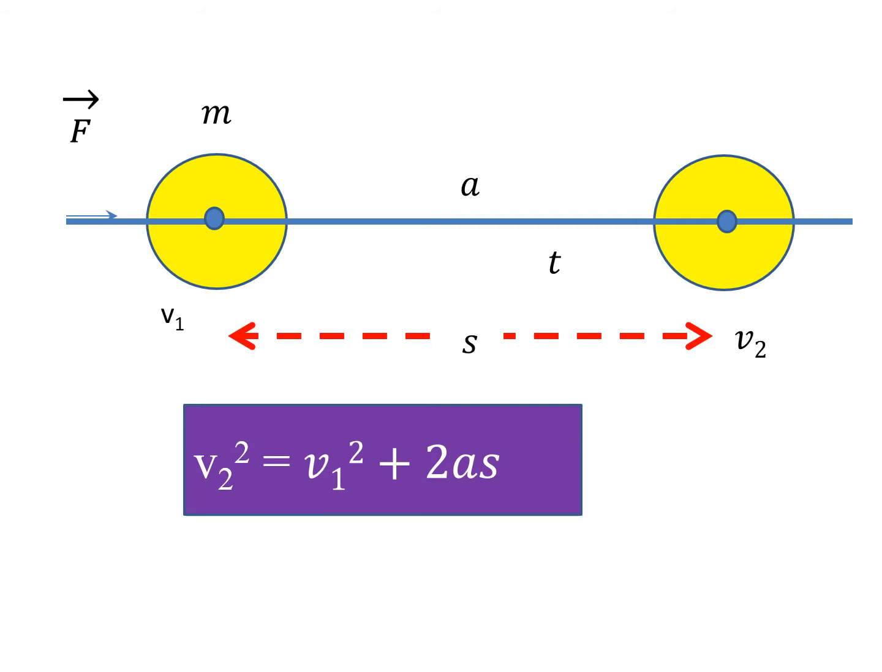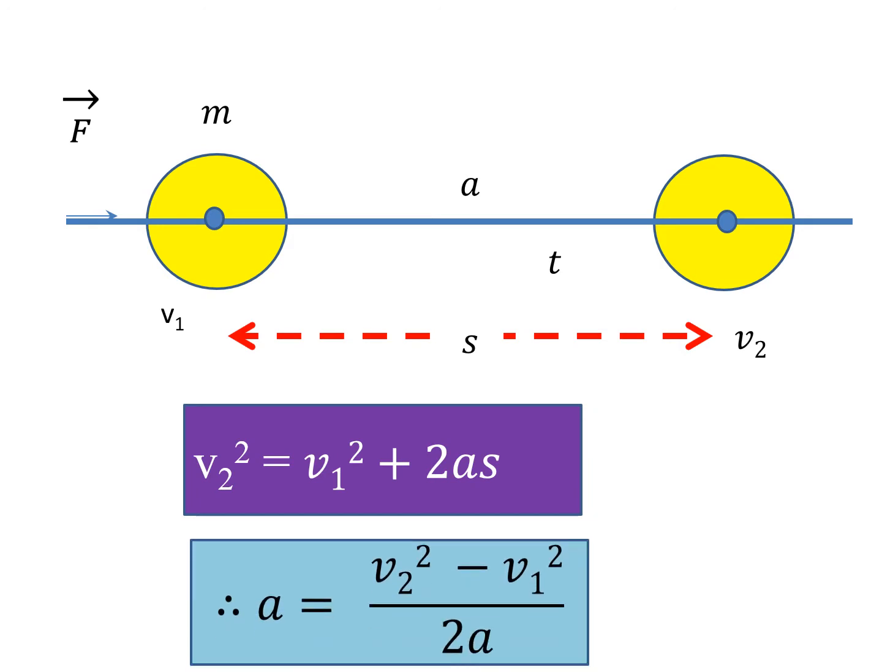So from the equation of motion we can write v2 square equal to v1 square plus 2as. Here v2 is final velocity, v1 is initial velocity, a is acceleration, s is displacement. From this we can write a equal to v2 square minus v1 square divided by 2s.